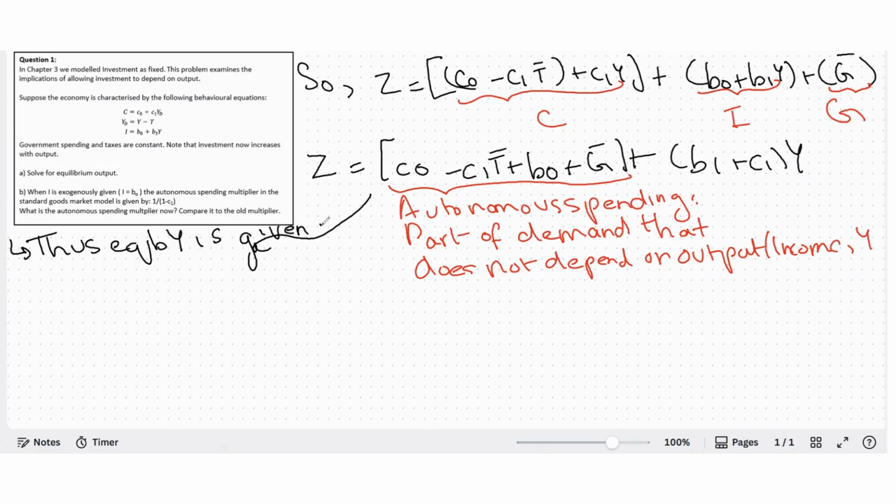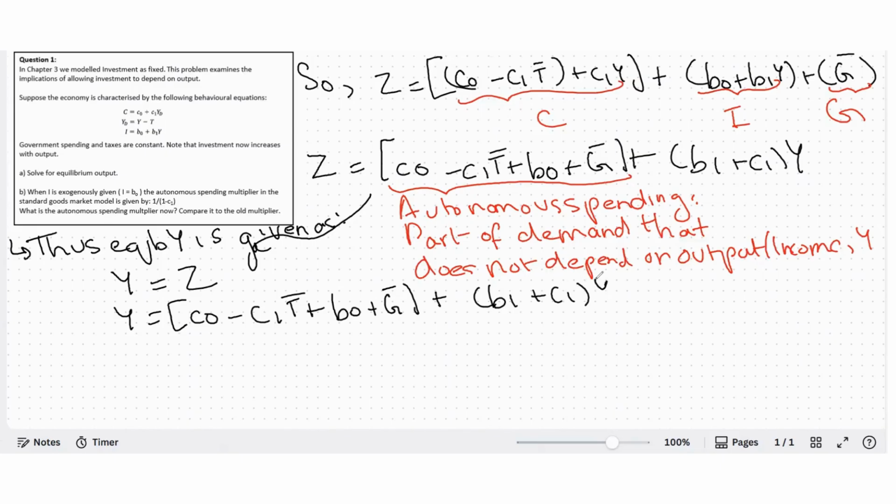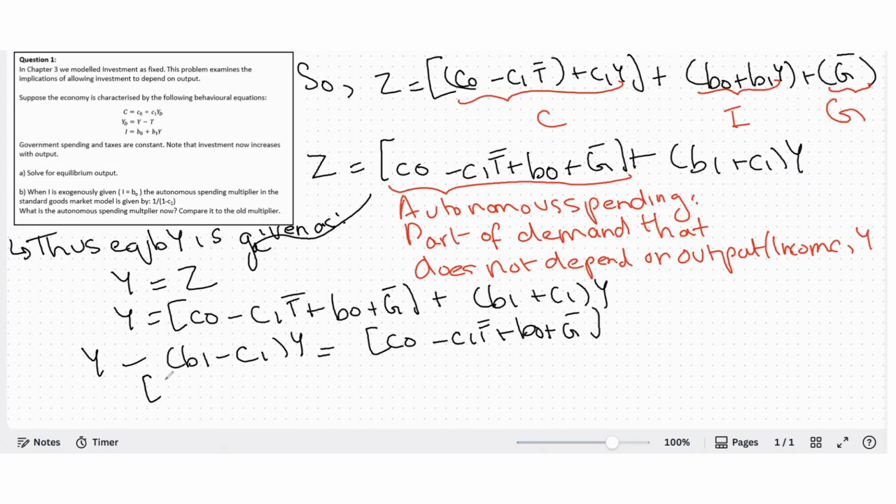equilibrium Y is given as, we know Y is equal to Z, so it's Y is equal to c0 minus c1 T bar plus b0 plus G bar plus (b1 plus c1) Y. So now we take the Y terms on one side, so it's (1 minus b1 minus c1) Y is equal to c0 minus c1 T bar plus b0 plus G bar. And then we can factor out Y here. This becomes (1 minus b1 minus c1) Y, equal to c0 minus c1 T bar plus b0 plus G bar.